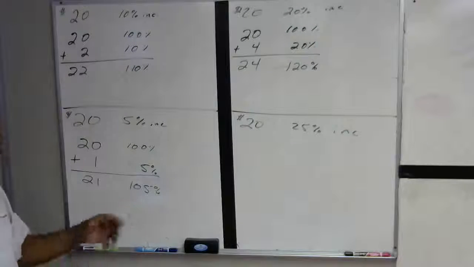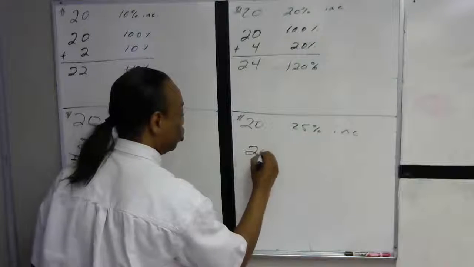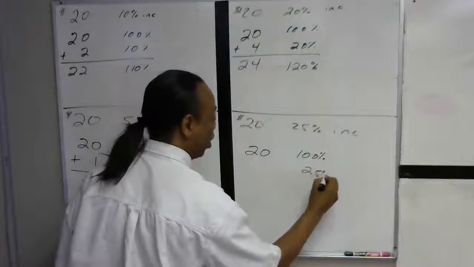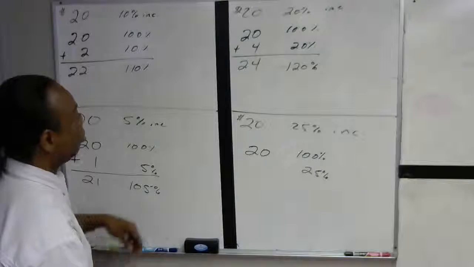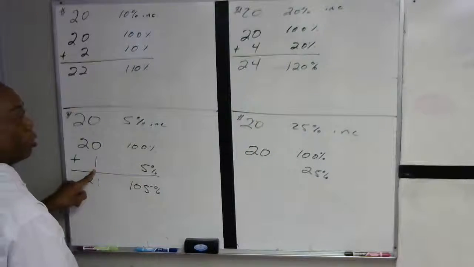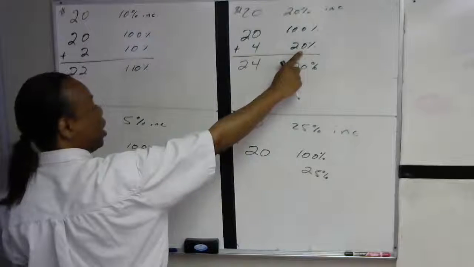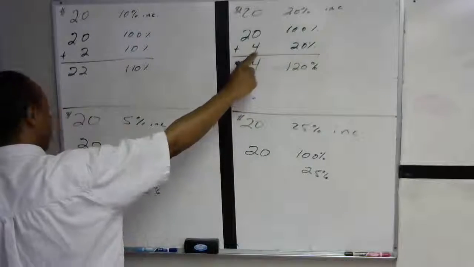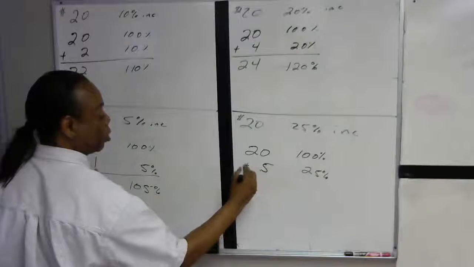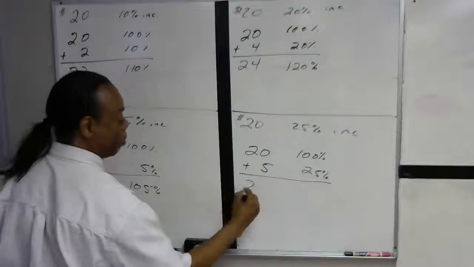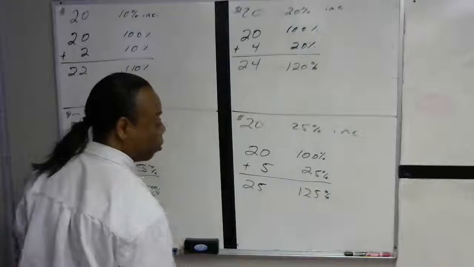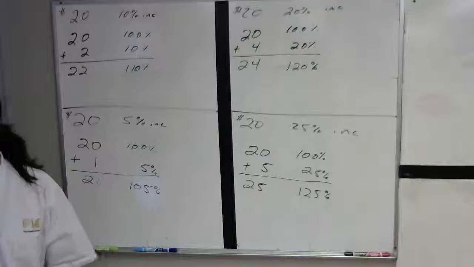Now let's do a 25% increase. So 20 represents 100%, and we want to find out what 25% looks like. Well, if 20% is 4 and 5% is 1, when we put the 20% and the 5% together, we'll be putting the 4 and the 1 together, which makes 5. So 5 represents 25%. So let's increase it by 5, and it becomes 25, which is now 125% of the original.